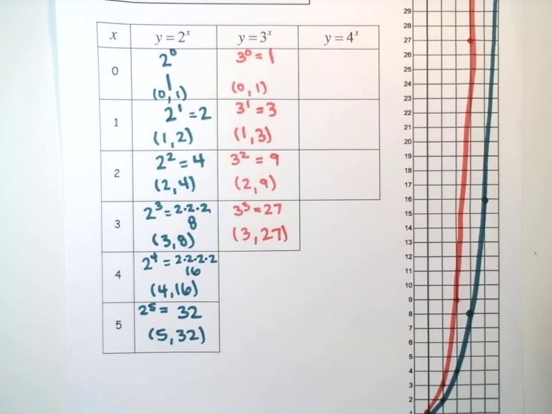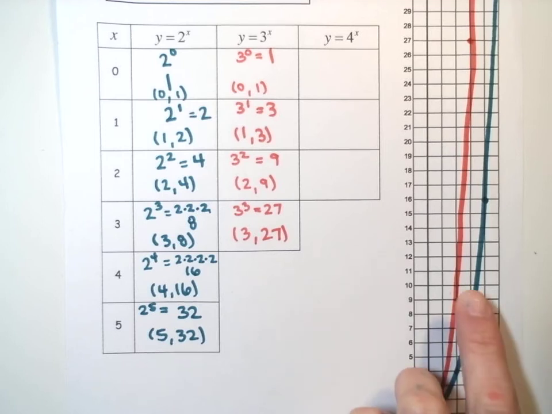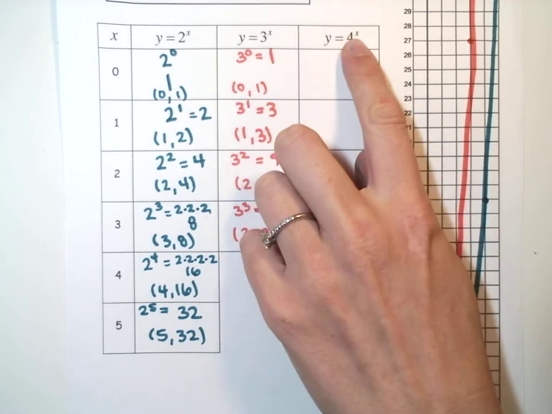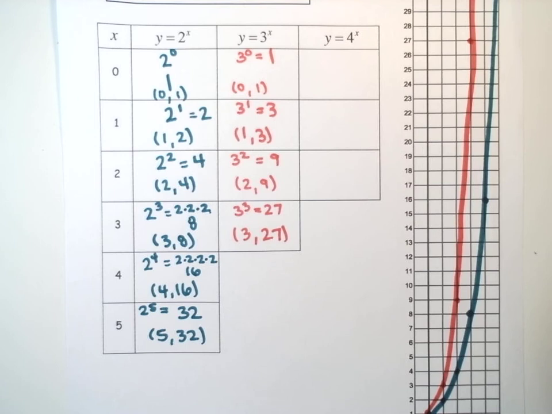Wow, that graph's really going up fast, because this one was doubling, our turquoise line, and now the red one was tripling each time. So it goes up even faster. Now we're going to be quadrupling. So let's see what that graph's going to look like.